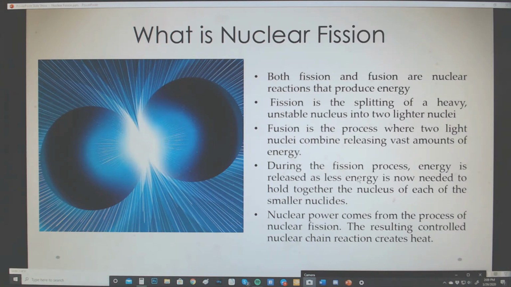Nuclear power comes from the process of nuclear fission, or the splitting of atoms. The result, called a nuclear chain reaction, creates heat, which is used to boil water, produce steam, and drive turbines that eventually generate our electricity.